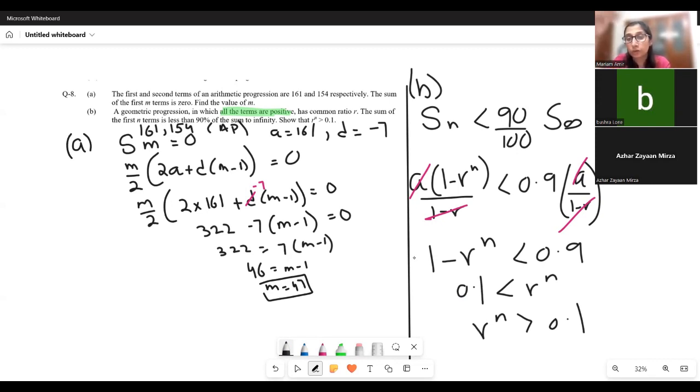All we did was substitute the formula in the given inequality that Sn is less than 90% of S infinity, sum to infinity. And then the formulas are given in the formula sheet. Then cancel what's being cancelled. Rearrange and you'll get R power n is greater than 0.1.